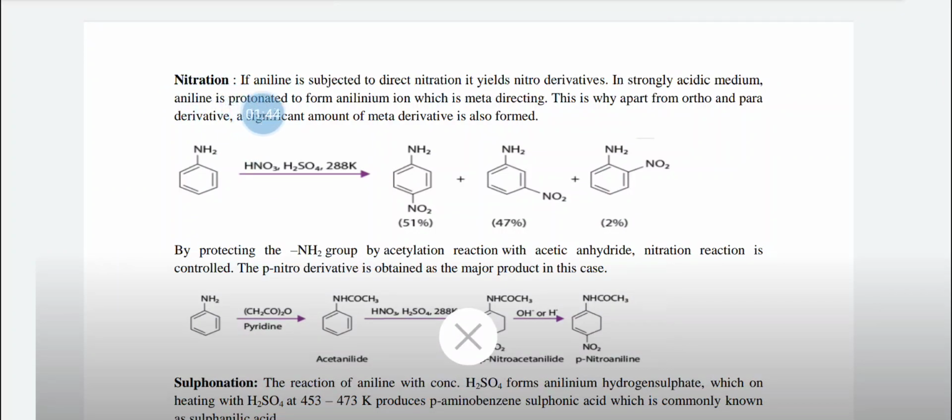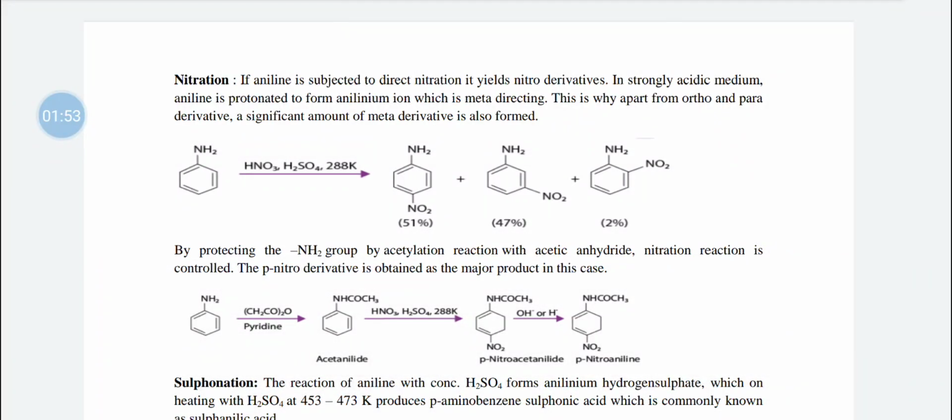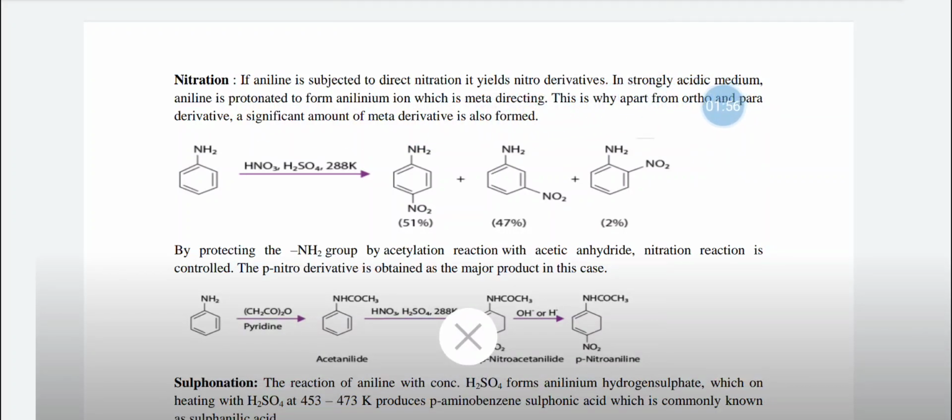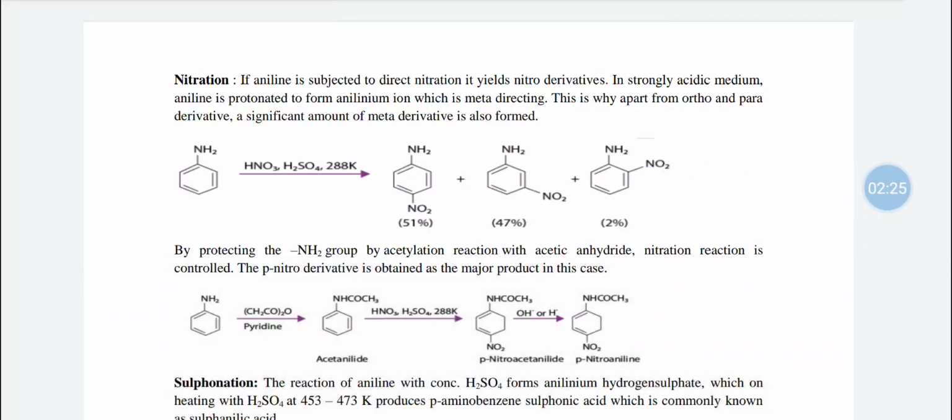Next one is the nitration. Here a nitrating mixture of HNO3 and H2SO4 is used for nitrating the aniline. In strongly acidic medium, aniline will be converted into the anilinium ion, which is a meta-directing group. So, in addition to the ortho and para products, the meta product is also obtained. It is a major product obtained here. 47% of the product will be the meta product. So, when aniline is heated with nitrating mixture at 288 Kelvin, 51% of para product, 47% of meta product, and 2% of ortho product will be obtained.